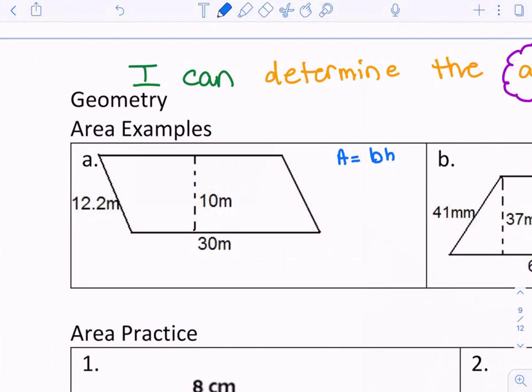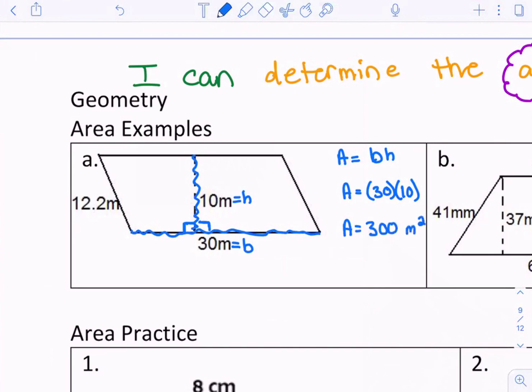If you said 12.2, you are correct, because the base is 30 and the height is always that perpendicular dotted line, makes a right angle with the base. So we're only going to be using 10 times 30, giving us 300, and a meter times a meter is a meter squared, or a square meter.